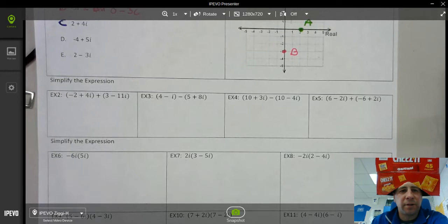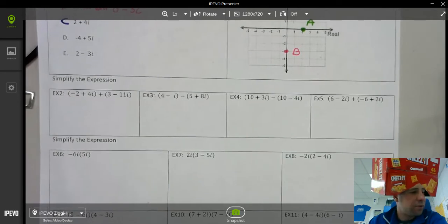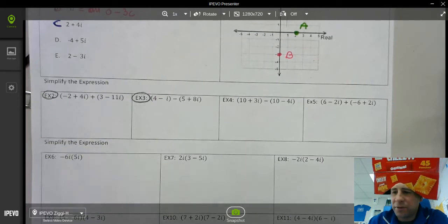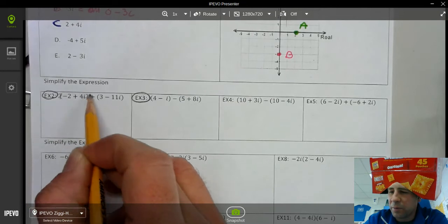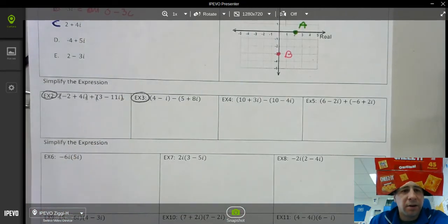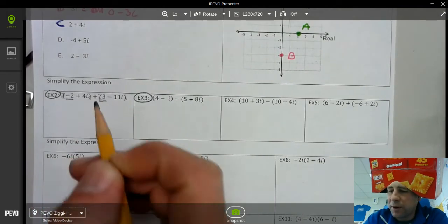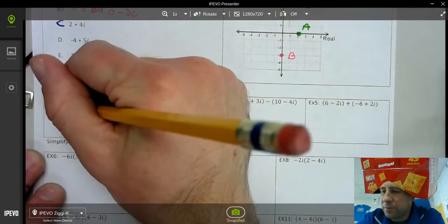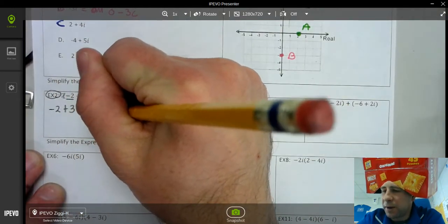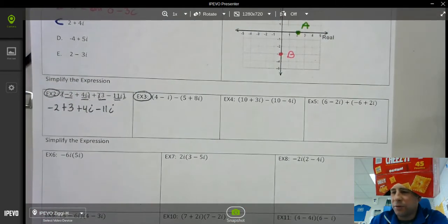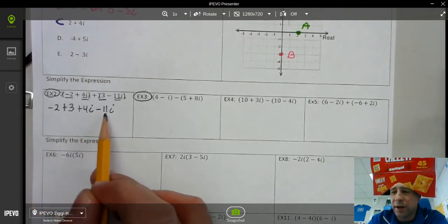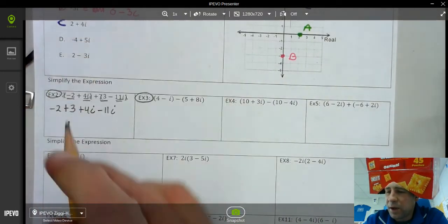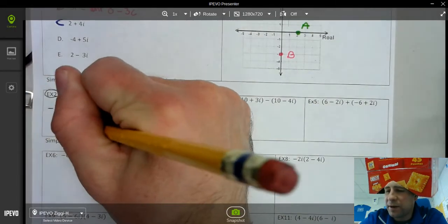All right, let's look at simplify the expression. So let's look at example 2 and example 3. All right, so first off, since there's no number in front of the parentheses, we don't need the parentheses. We can ignore them, okay? If there was a number in front of the parentheses, then we'd have to distribute. All right, so here we're going to combine terms. So I see that -2 and 3 are real numbers. Now we're going to combine the i's. So plus 4i minus 11i. Okay? The reason I did that is because -2 and 3 are real numbers and 4i and minus 11i are imaginary numbers, and you can't combine them. But we combine these. So -2 plus 3 is 1, and then 4i minus 11i is minus 7i.